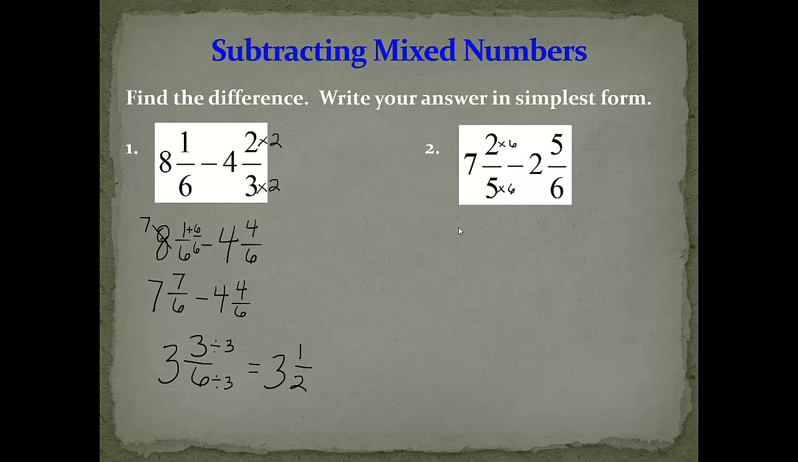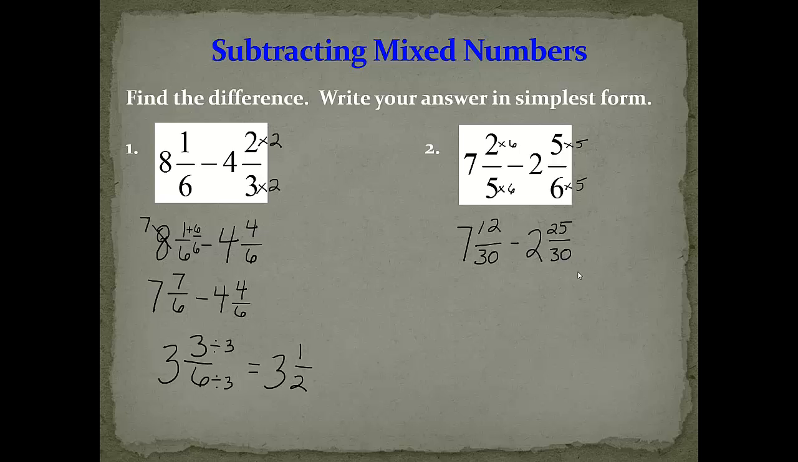Our whole number stays the same, so we have 7, and then 2 times 6 is 12, and 5 times 6 is 30. So we have 7 and 12/30. And then we're going to subtract our next mixed number. Since we have a 6 in our denominator, we're going to multiply by 5. So our whole number stays 2, and then 5 times 5 in the numerator is 25, and in our denominator, 6 times 5 is 30.